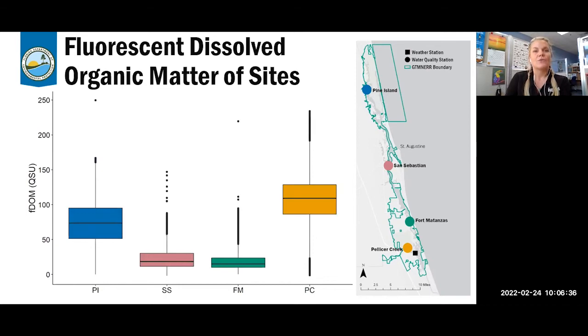And fluorescent dissolved organic matter, I prefer the acronym FDOM for this one, also supports that Pine Island and Pellicer Creek are more watershed influenced, as their FDOM values are much higher than San Sebastian and Fort Matanzas. Essentially, the higher the FDOM, the more color there is in the water, and these sites are often very tea colored. This data is especially exciting because we've only had FDOM sensors on our continuous stations for the past few years.